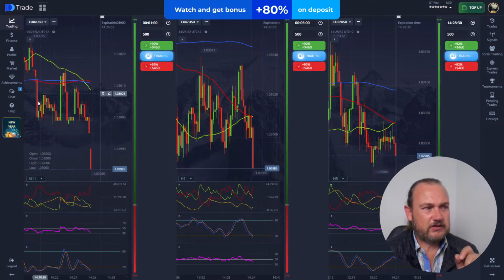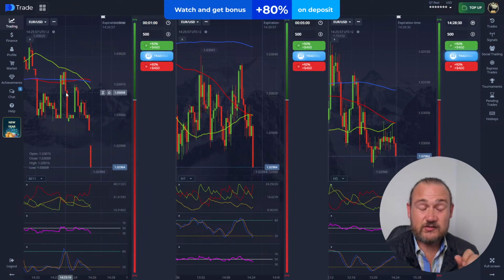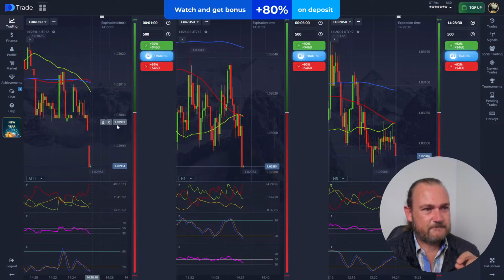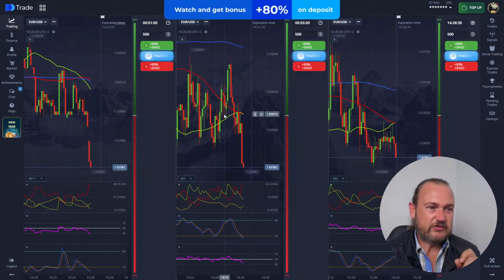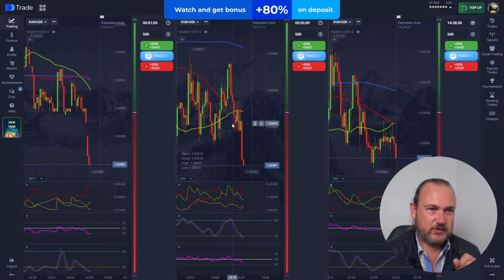Another thing is that the candles look so different. Look at how the candles look on the 10 seconds. It's basically just bodies, but on the 1 minute and 5 minutes, basically just wicks. So this is an area where I'm super cautious to be trading.